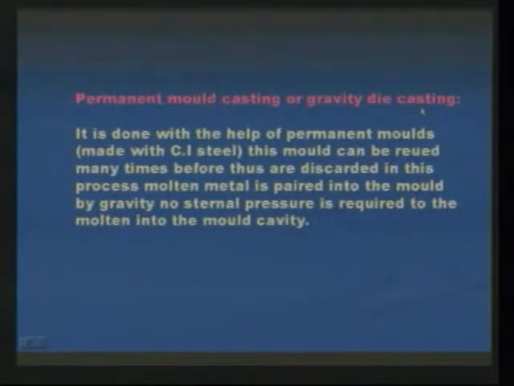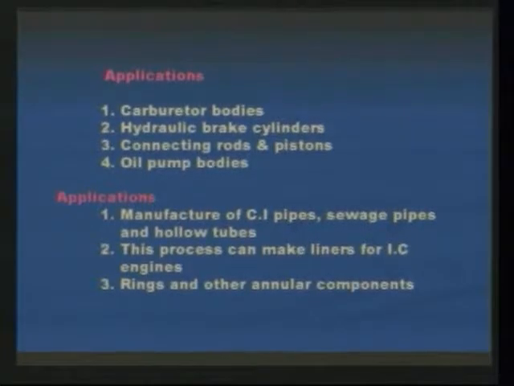The permanent mold casting or gravity die casting. In the case of permanent mold or gravity die casting, the method is done with the help of permanent molds made of cast iron or steel. This mold can be reused many times and thus is not discarded in the process. Molten metal is poured into the mold. There are advantages of using this one. Applications include carburetors, hydraulic brake cylinders, connecting rods and pistons, oil pump bodies. There are some industrial applications, such as manufacturing of CI pipes and sewage pipes. The process can make liners for IC engines, rings and other annular components.